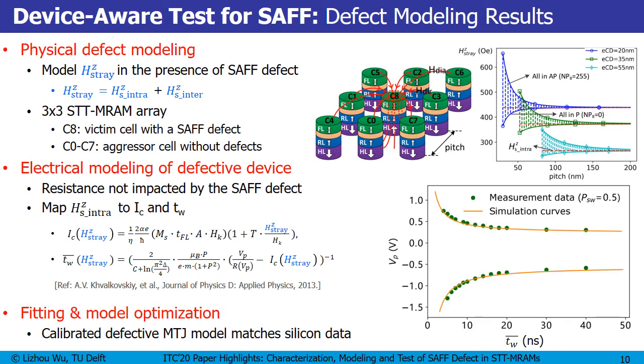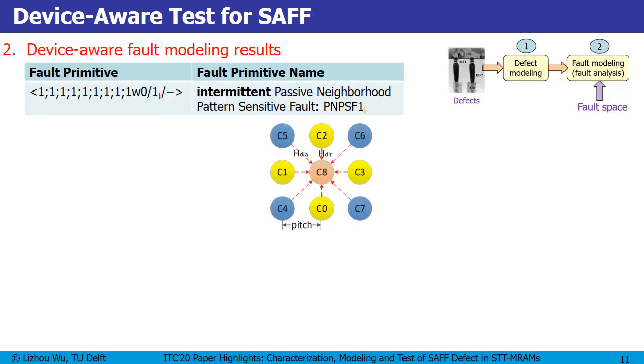And third, we can do fitting and model optimization. On the right side, you can see our simulation curves match the measurement data very well, and this shows that we can trust our MTJ model, then use this defective MTJ model for fault modeling. Then we do device-aware fault modeling.